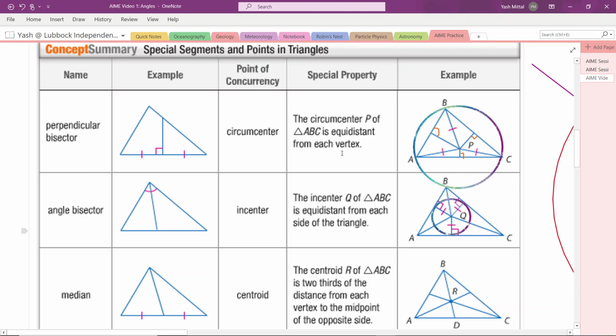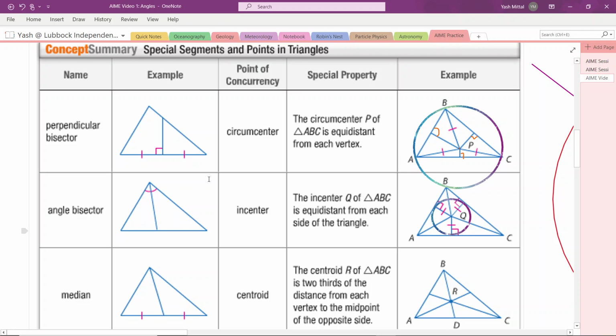So we have a circle equidistant from each vertex, and I draw a circle here just to show you how this could work. We have the perpendicular bisectors right here, with all the right angles in orange. Now if they're equidistant from each vertex, I could draw a circle around each vertex, and since they're equidistant, BP, PA, and PC act as radii of this circumcircle. That's why it's called the circumcenter. The circumcenter is the center of the circumcircle, which surrounds the triangle.